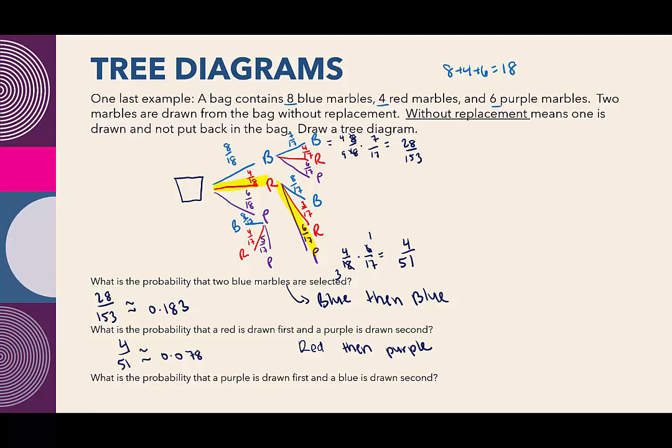What is the probability that a purple is drawn first and a blue is drawn second? So we have purple, then blue. We're kind of going backwards here. That would be 6 over 18 times blue second, given purple first, which is 8 over 17. Let's simplify this. We get 1 over 3 times 8 over 17, which is 8 over 51. So twice as likely as the one right above it, right? Because that was 4 out of 51.